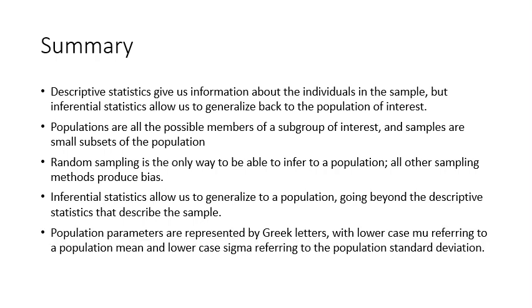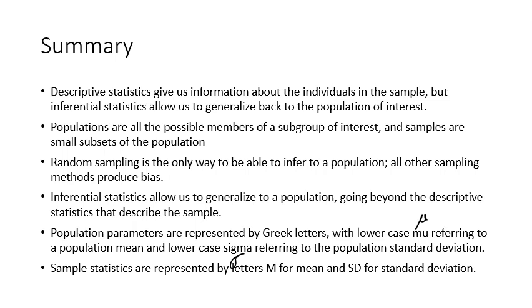And we represent population parameters by Greek letters, with lowercase mu referring to the population mean, and lowercase sigma referring to the population standard deviation. When we're talking about the sample, in this class we use M for mean and SD for standard deviation at this time. In other classes you may have seen X bar for mean. It's the same thing.